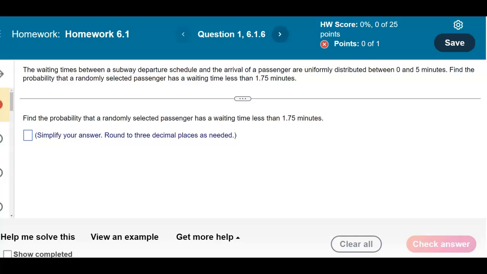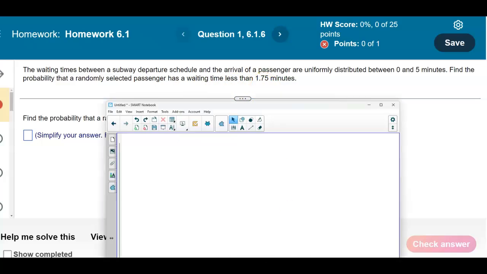The waiting times between a subway departure schedule and the arrival of a passenger are uniformly distributed between 0 and 5 minutes. Find the probability that a randomly selected passenger has a waiting time that's less than 1.75 minutes. Now, a continuous random variable has a uniform distribution if its values are spread evenly over the range of possibilities. So the graph of a uniform distribution results in a rectangular shape.